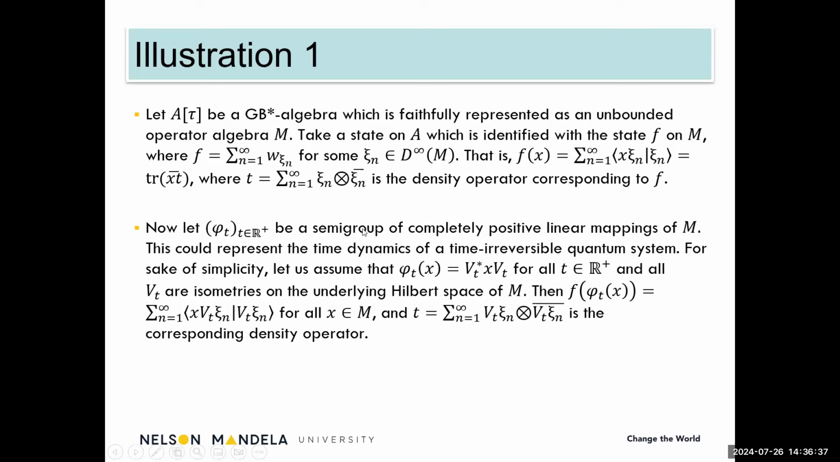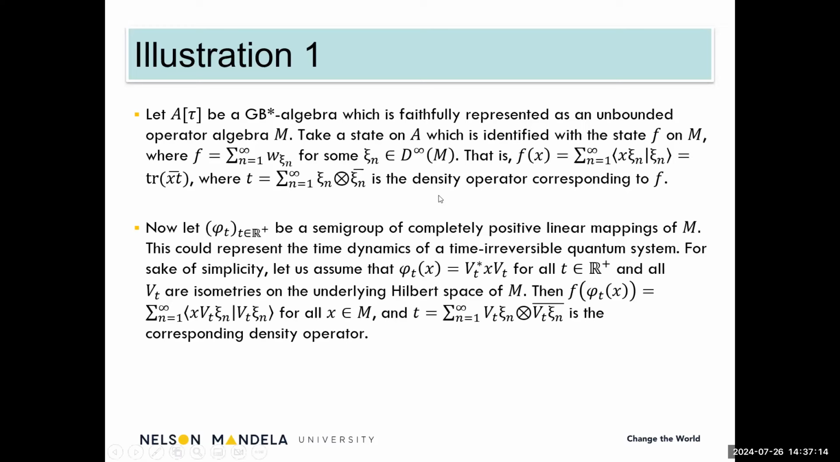All right, now what one can say is let phi of t be a semigroup of completely positive linear mappings of this unbounded operator algebra M. This could represent the dynamics of a time irreversible system. Should the system be time reversible, then the completely positive linear mappings will turn out to be star automorphisms. So these star automorphisms are completely positive. So here we are trying to cater for the most general situation which can occur.